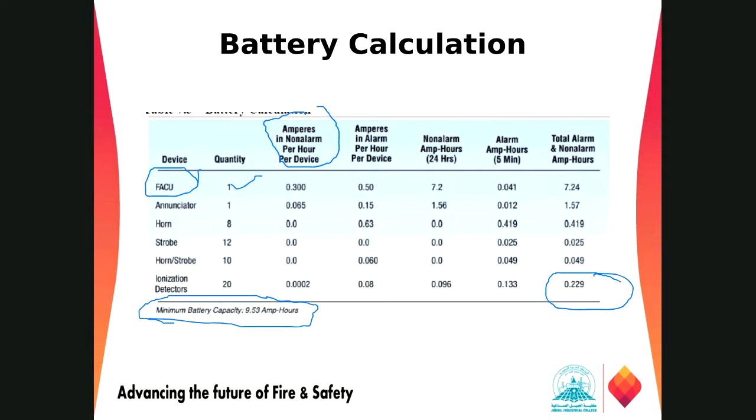What we have to do is calculate the total number of devices, smoke, heat, and all, and then calculate what should be the size of the battery, right? The capacity of the batteries, right? Here they have said the minimum battery capacity should be 9.53 ampere hours, right? So it should not be less than that.